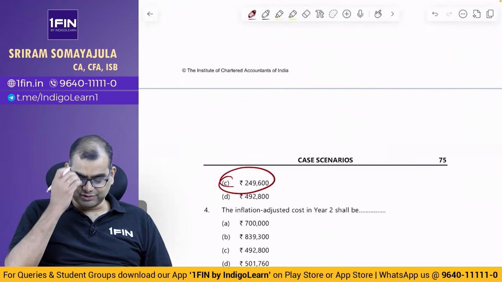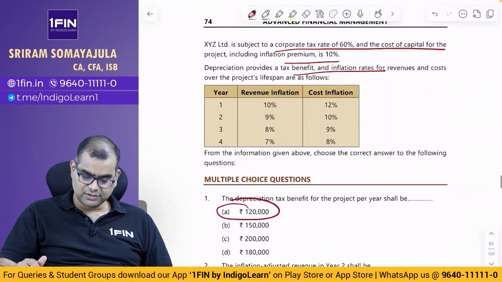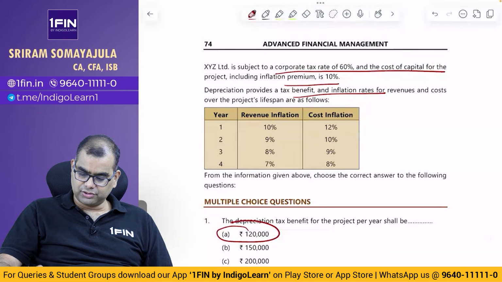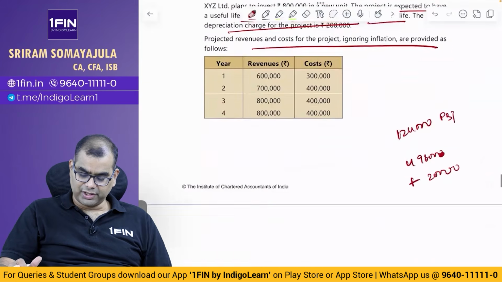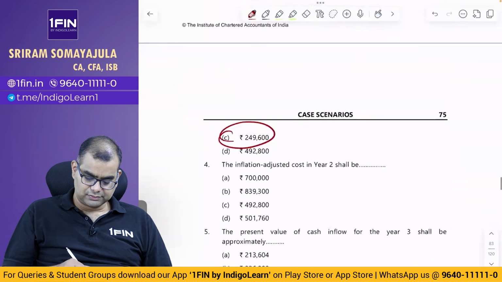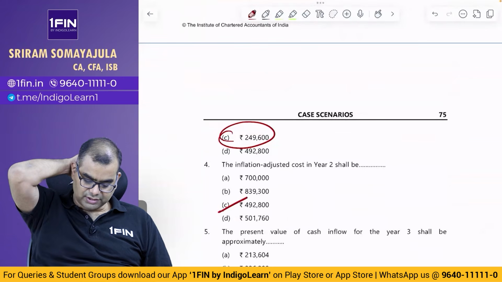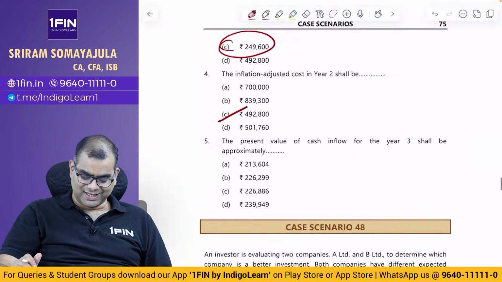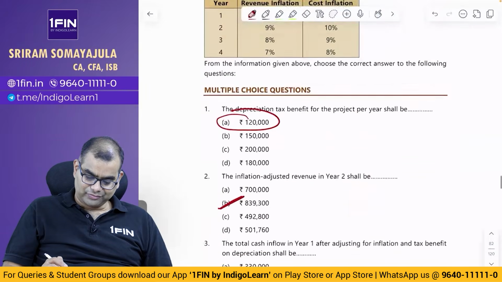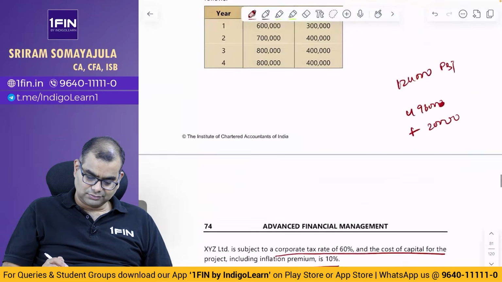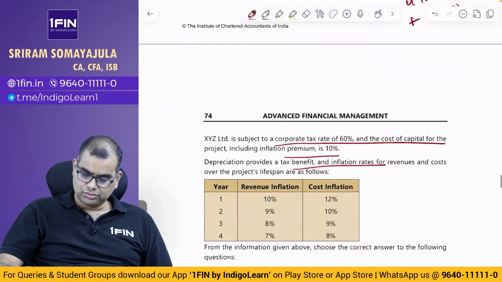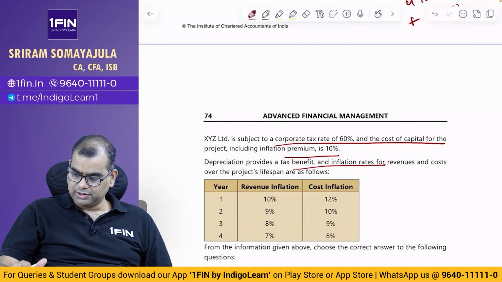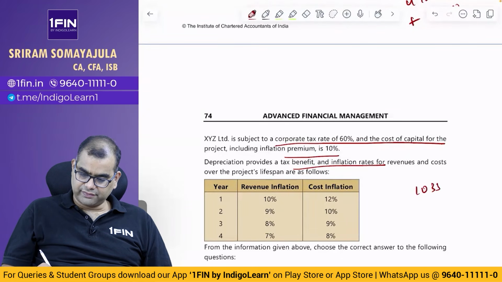Inflation adjusted cost in the year 2. What is inflation adjusted cost? 1.12 into 1.1 into 4 lakh is 492,800. Present value of cash flow for year 3. 8 lakh is revenue into 1.1 into 1.09 into 1.08. You get 10 lakh 35,936.